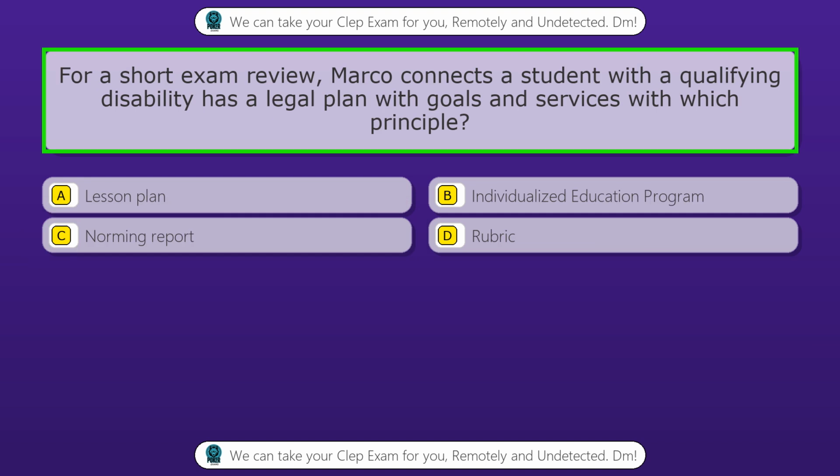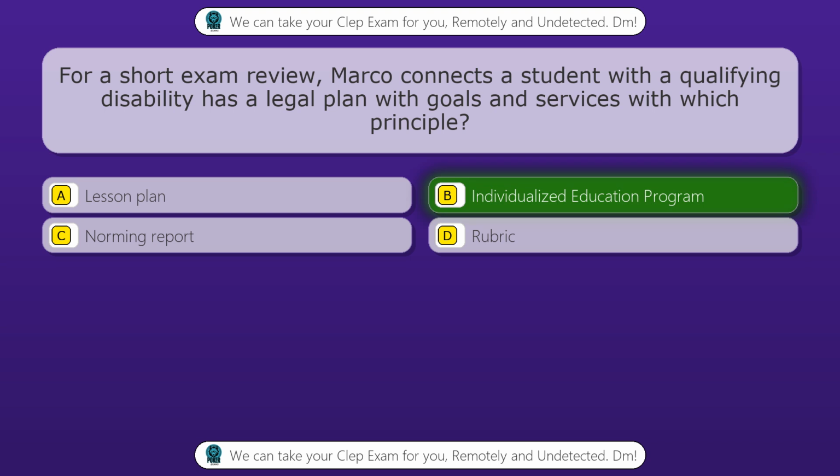Question 62. For a short exam review, Marco connects a student with a qualifying disability who has a legal plan with goals and services with which principle? Option A, lesson plan. Option B, individualized education program. Option C, norming report. Option D, rubric. The correct answer is option B, individualized education program.